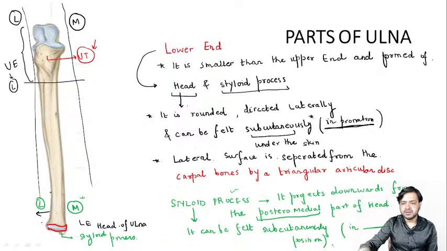Perfect. So that was about the lower end, very clear. Only the head and the styloid process. The head is on the lateral side, a round projection, can be felt subcutaneously, and it is separated from the carpal bones by a triangular articular disc.